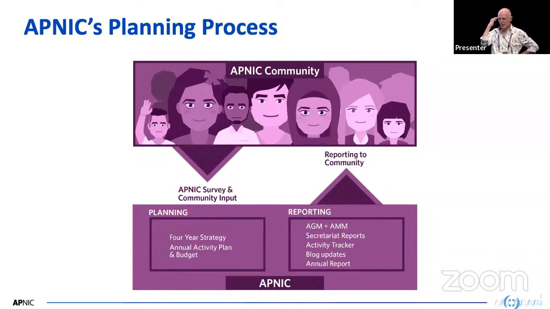But collectively, through those different channels, we take all of the inputs. We create a 4-year strategy. We've come to the end of the last one. We've launched the next one, and then also from that strategy and from the regular input, more planning and budgeting goes on an annual basis, and then that's all reported back to the community from the APNIC Secretariat through all sorts of different mechanisms which you see here.